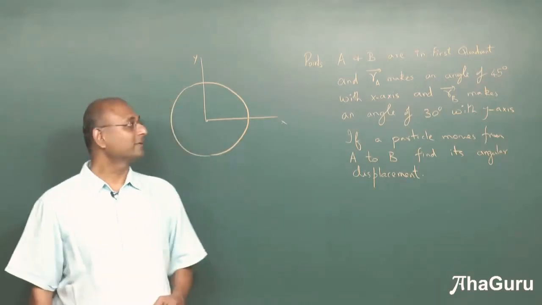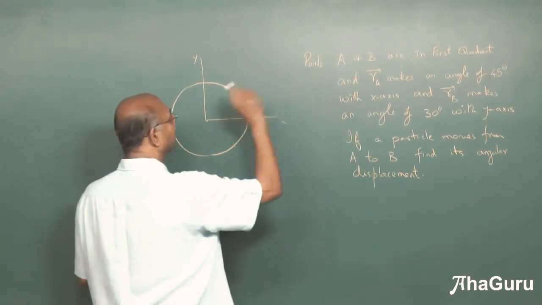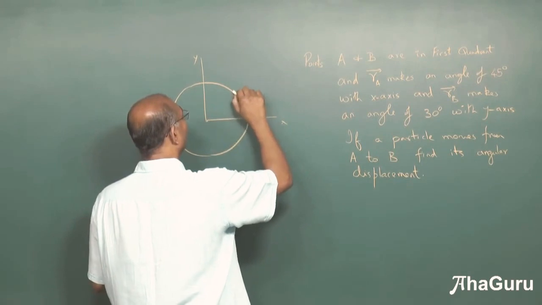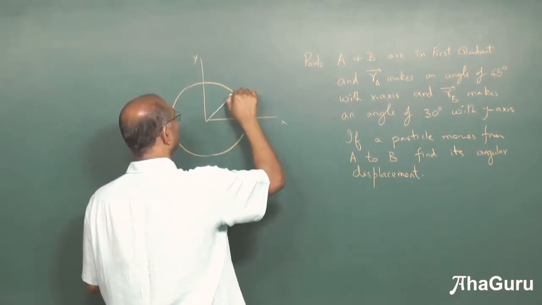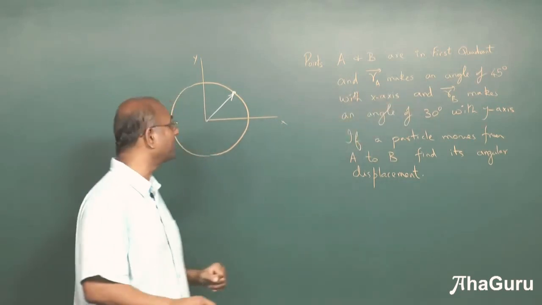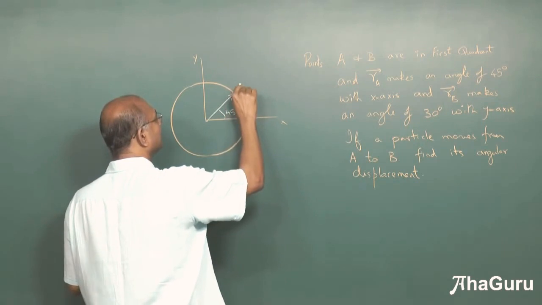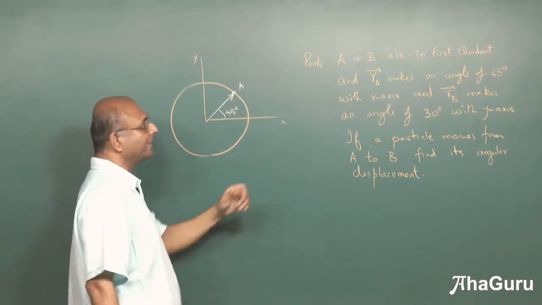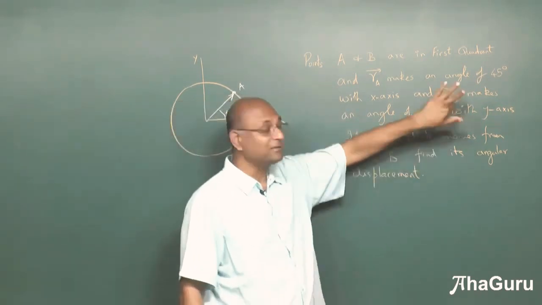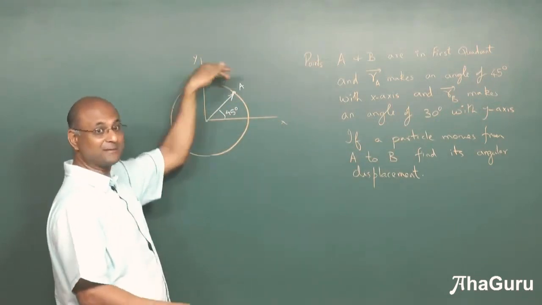So now let us look at this question. There are 2 points, A and B, that are both in the first quadrant. That is important. A is here. The radius vector to A makes an angle of 45 degrees, so this is 45 degrees. This is A. And then the radius vector to B makes an angle of 30 with the y-axis. Now you can make it like this, you can have it that way, but it is in the first quadrant.